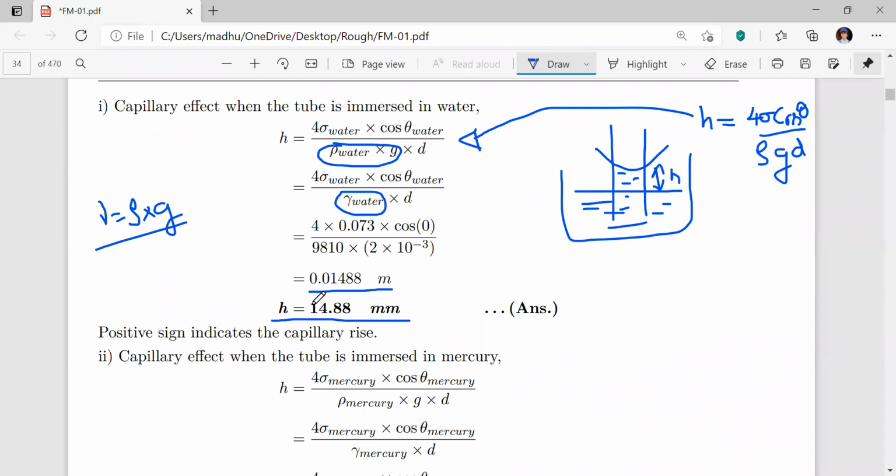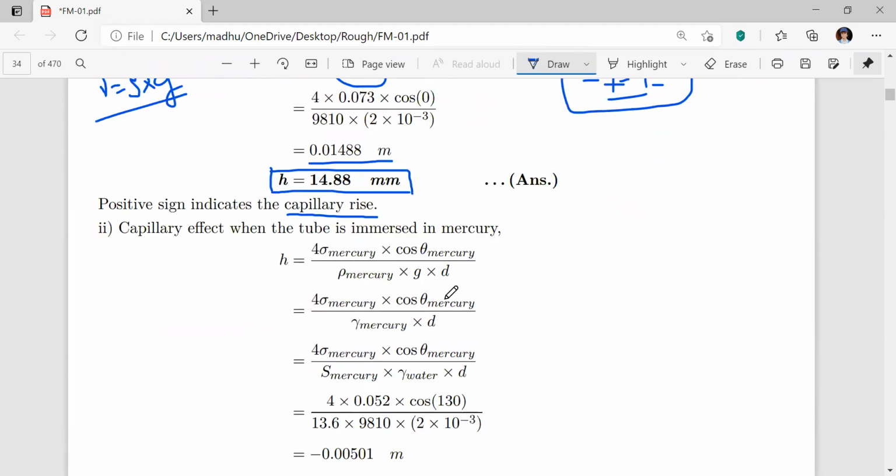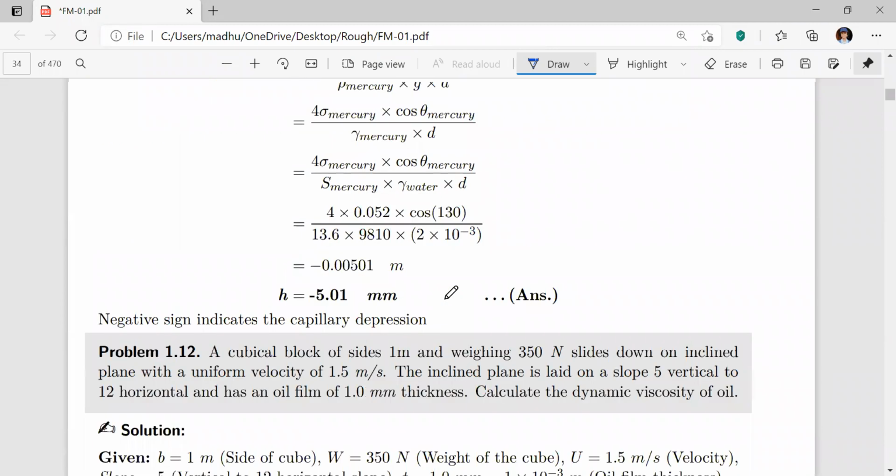Now you got a positive value of H. So this positive sign indicates that it is a capillary rise. So this is the answer. This is the capillary effect for the water and the glass tube. Similarly, do another calculation. Okay.